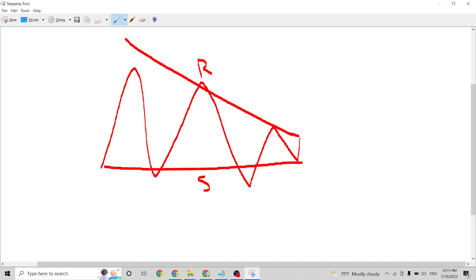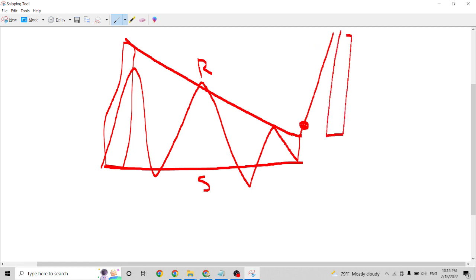So what happens when it breaks the resistance? It comes up here. So where to buy? To buy is when it breaks the resistance here. And where to sell? To sell, you draw this rectangle and pass it here, and then you know where to sell it here.